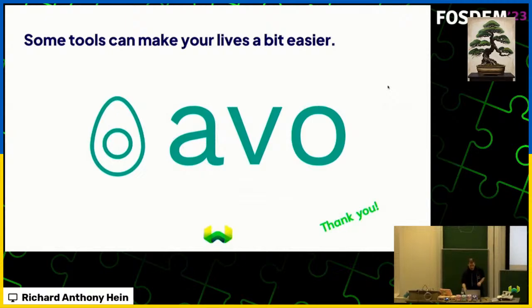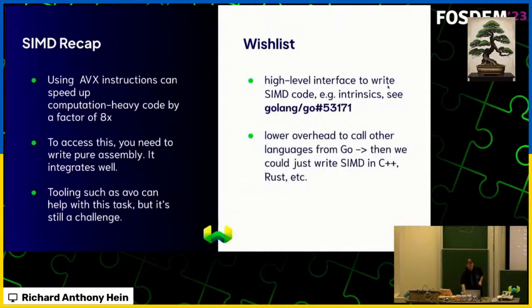So it definitely helped us a lot. So SIMD, recap. Using AVX instructions or other SIMD instructions, you can basically trick your CPU into doing more work for free, but you need to sort of also trick Go to use assembly. And with tooling such as Avo, it can be better, but it would be even nicer if the language had some sort of support for it.